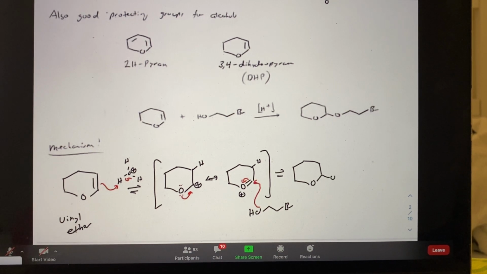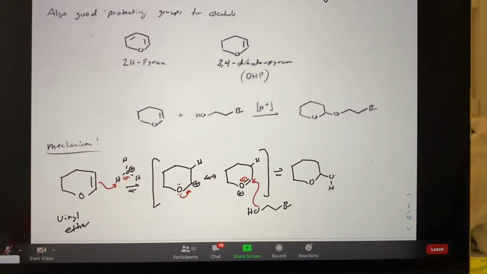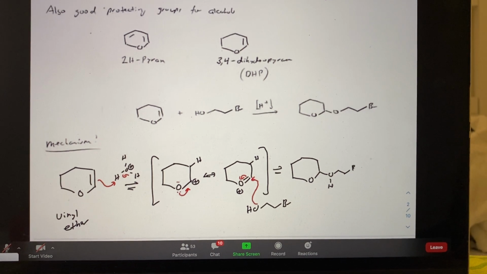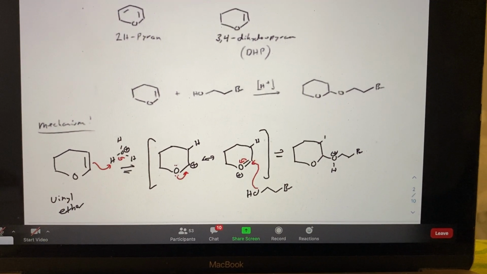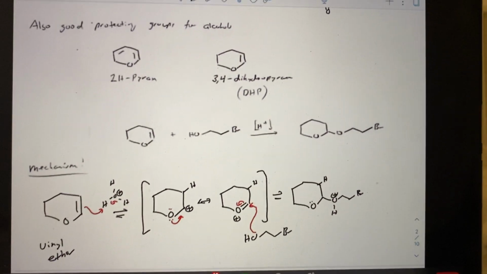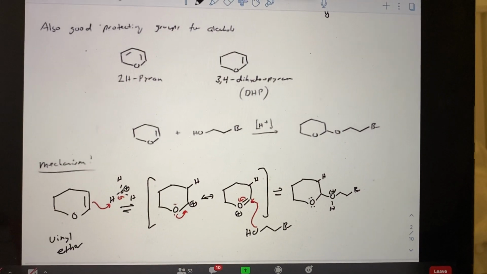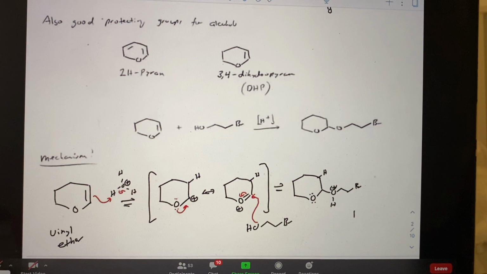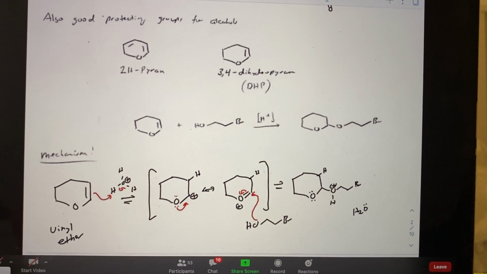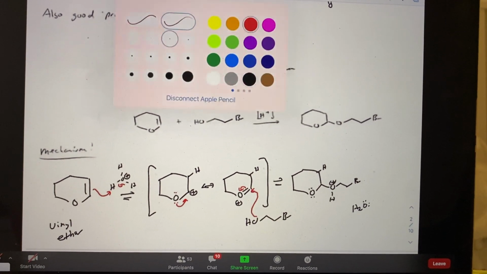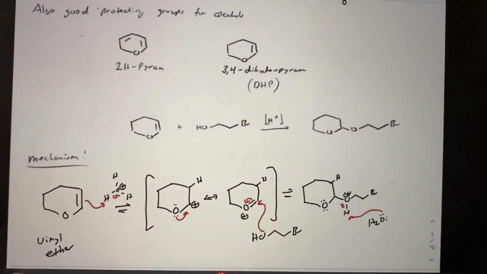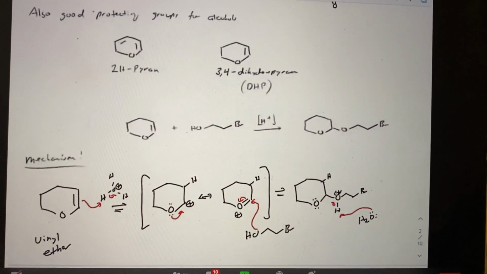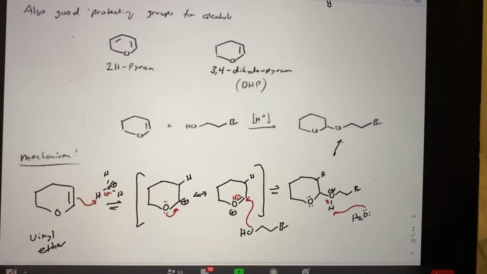So now we form a new bond here. This stuff is all the same. Positive formal charge on the oxygen. You can put the hydrogen in there to show. And then now all we have to do is deprotonate. And I'll be lazy, and it's going to give you this product.